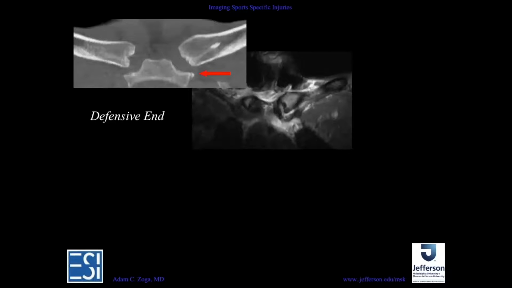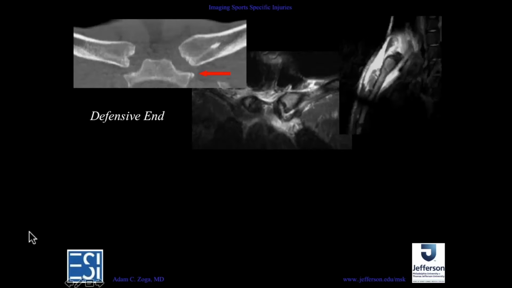Here's a defensive end who had a similar traumatic injury to his sternoclavicular joint. He was in horrible pain. He couldn't even lie still for the imaging without sedation. And the CT showed not much. Maybe this is something? I have no idea. The MRI shows a big periosteal sleeve avulsion from the clavicular head with a big surrounding hematoma. And we get these a lot.